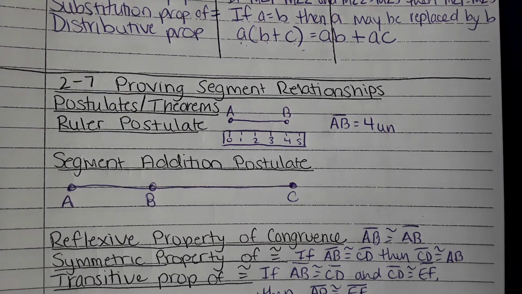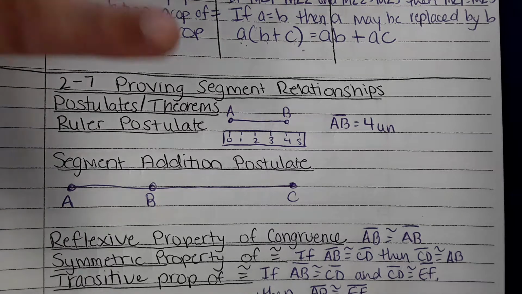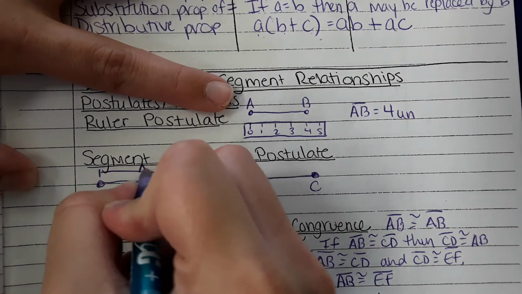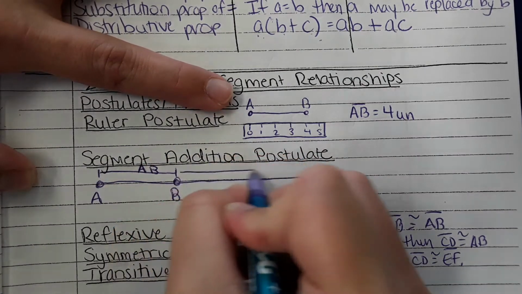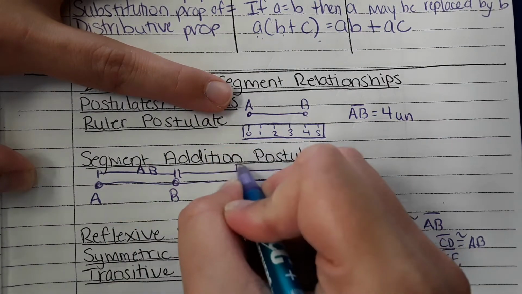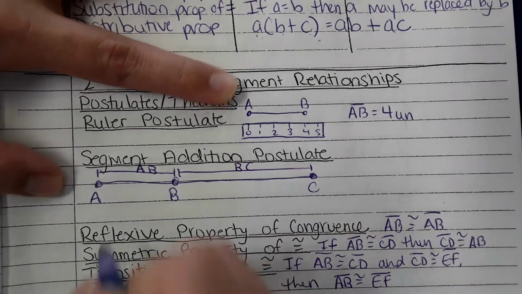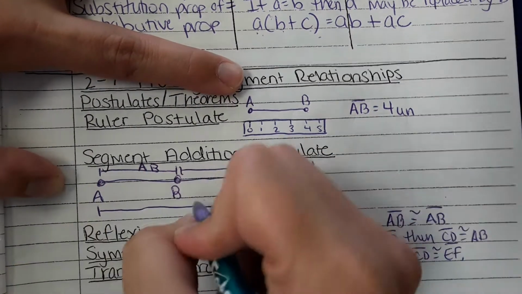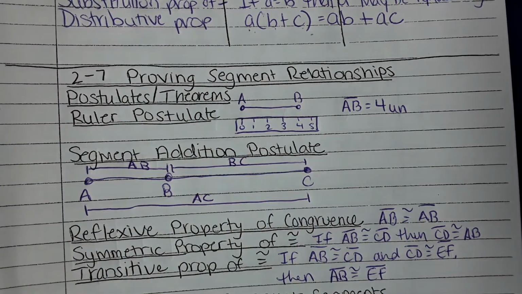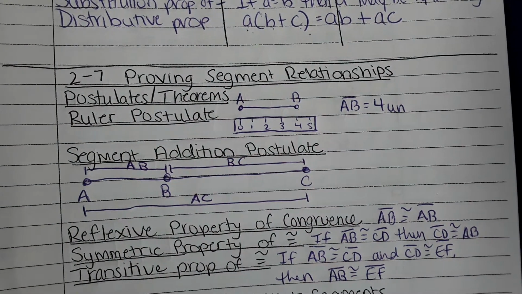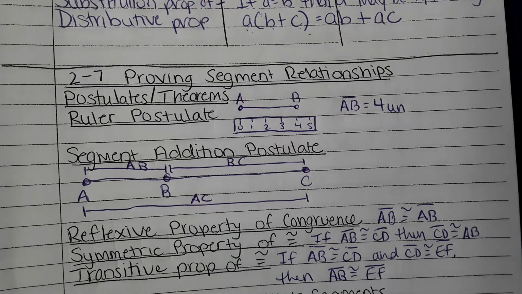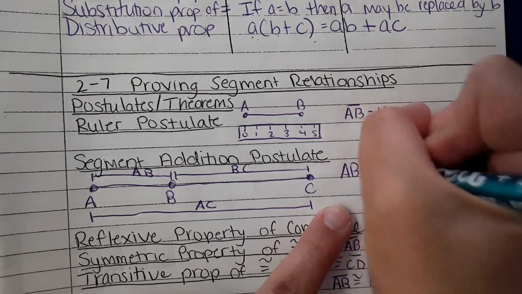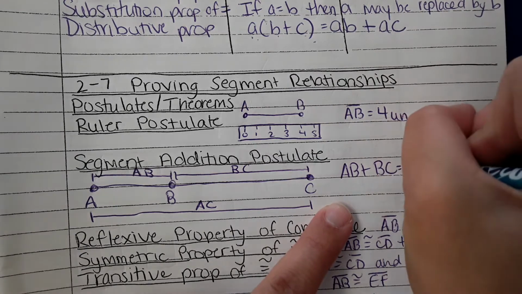But right now we're talking about segment addition postulate. So segment AB plus segment BC, the length of that segment, equals the length of the entire segment AC. It's called segment addition postulate. If you're writing it out as an equation, AB plus BC equals AC.